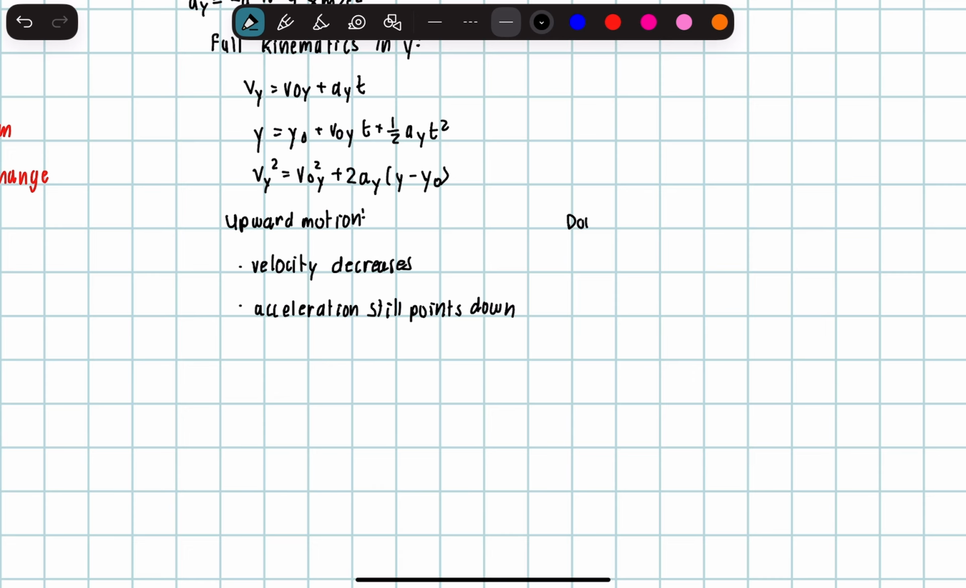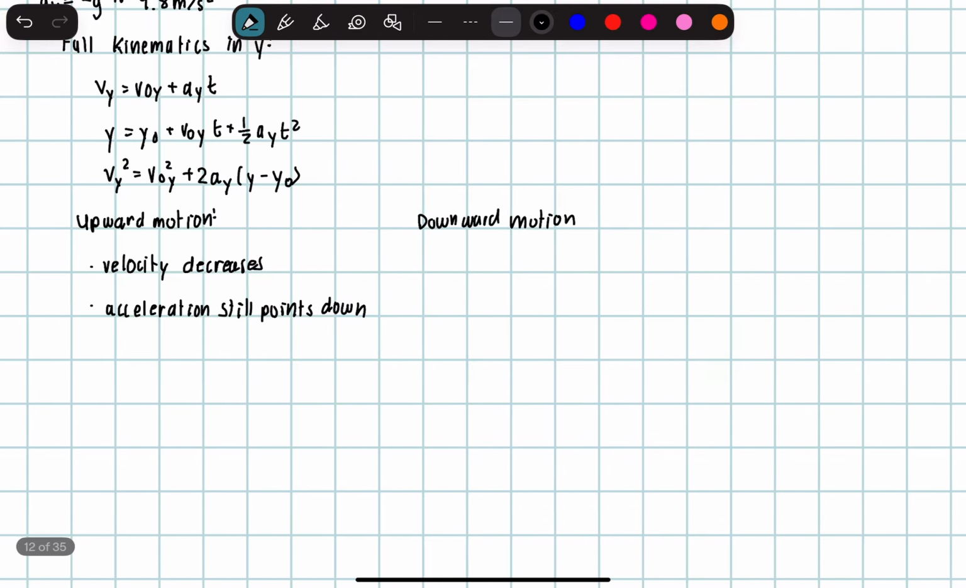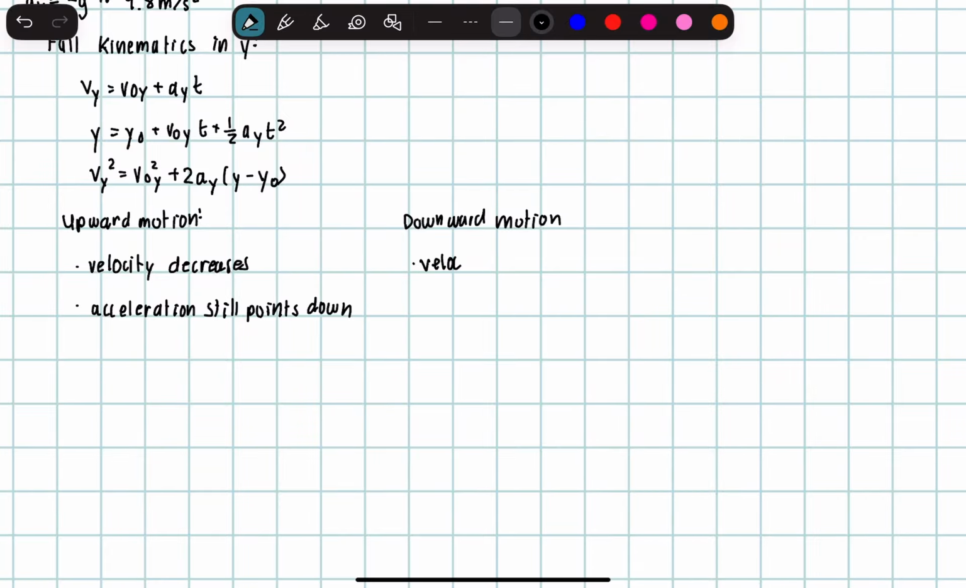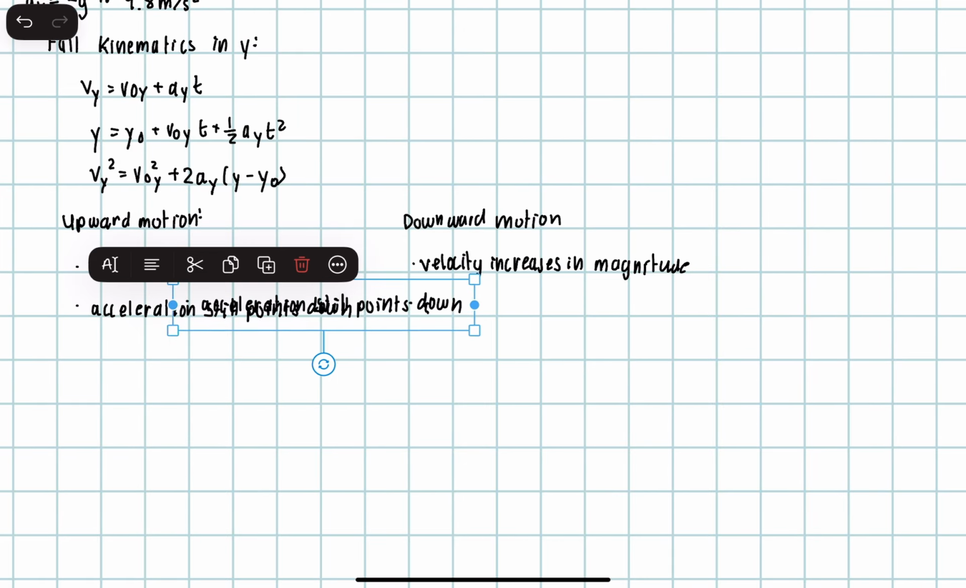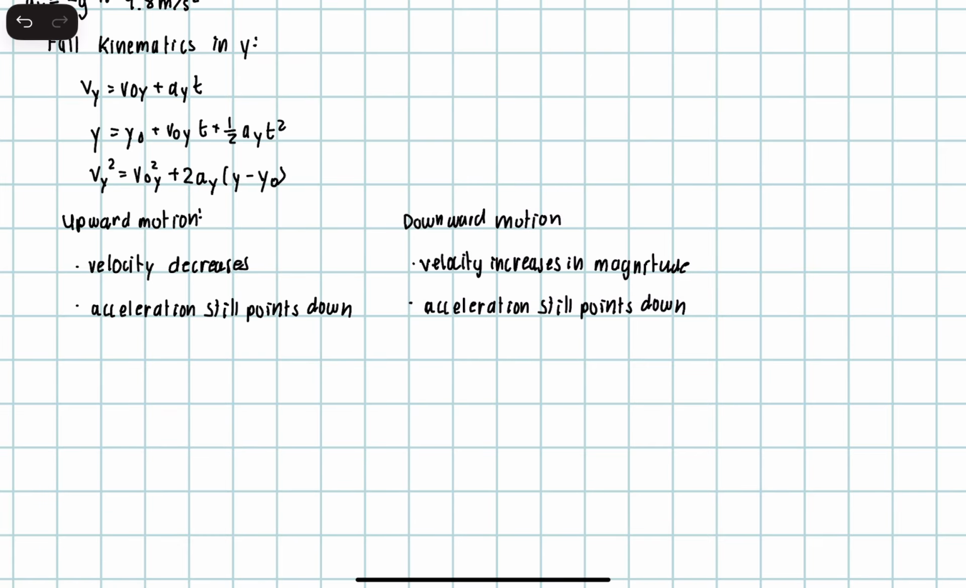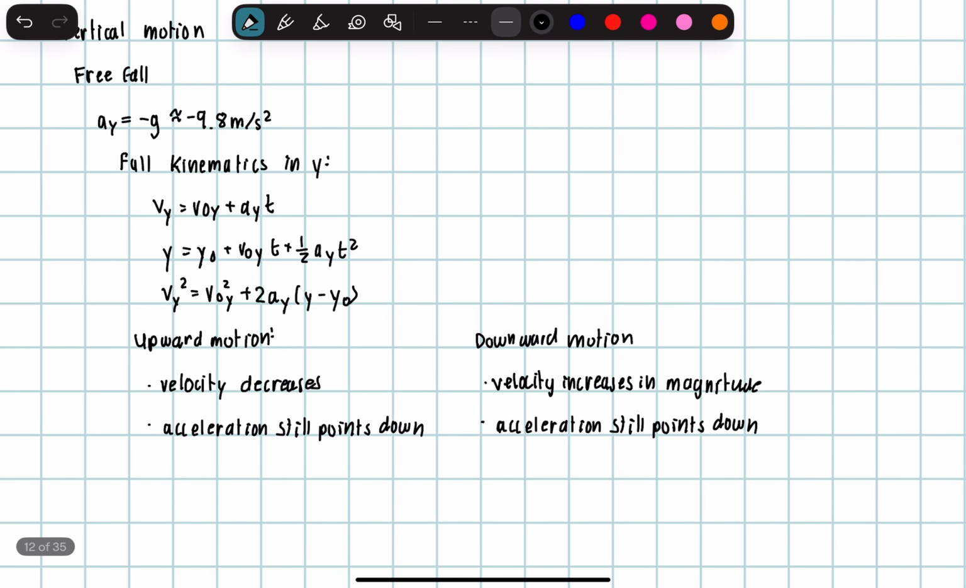Now, in the downward motion, we have that velocity increases in magnitude, but our acceleration still points down, because it's accelerating down in the negative direction.